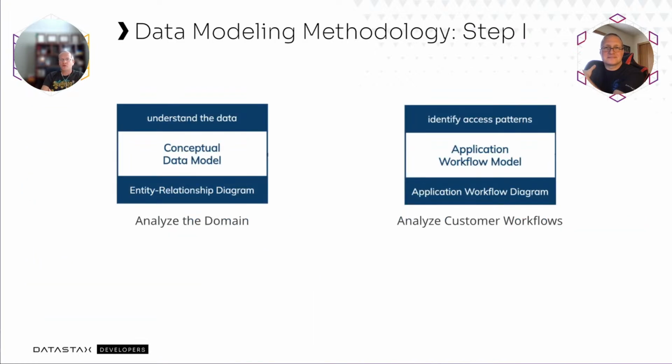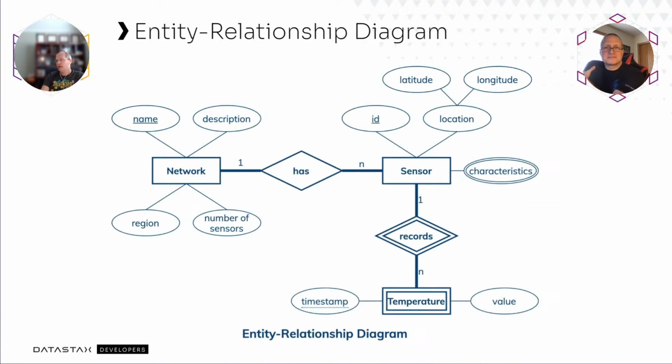The first two: understand data and identify access patterns, using the conceptual data model and the application workflow model. Let's see how they work. This is an example of a conceptual data model that we want to create to support our sensor data, and we will actually create it in the next lab. You will create the schema for this new database. But now we're designing this schema, and this is how we are designing it.